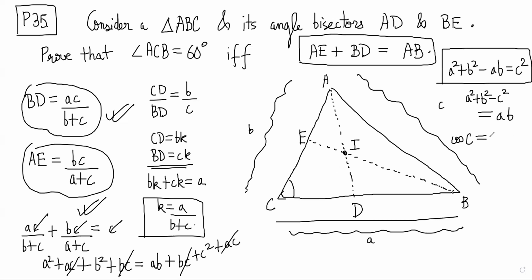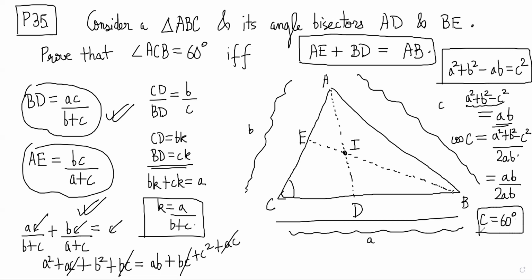Cos c by the cosine rule is a square plus b square minus c square by 2ab. So right now a square plus b square minus c square is equal to ab, so you get ab by 2ab. So cos c is half, so c is 60 degrees. Correct, that is the correct approach.